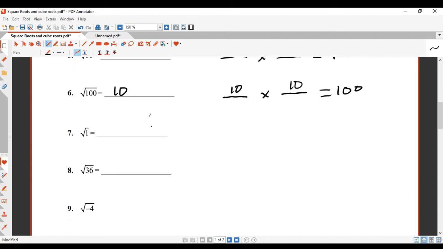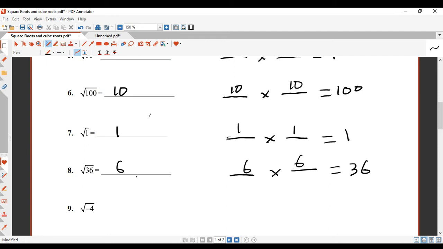Now, let's do question 7. What's the square root of 1? Well, you've got to find the number which when multiplied by itself gives 1. 1 times 1 is equal to 1, so the square root of 1 is equal to 1. Next, question 8. Find the square root of 36. That means find the number which when multiplied by itself gives you 36. Well, 6 times 6 is equal to 36, so the square root of 36 is 6.